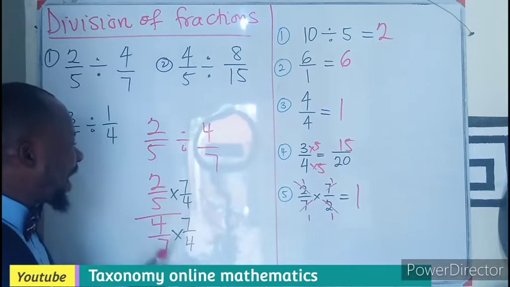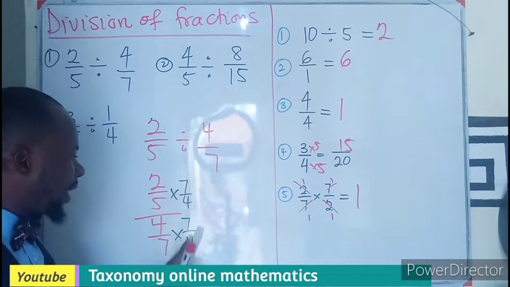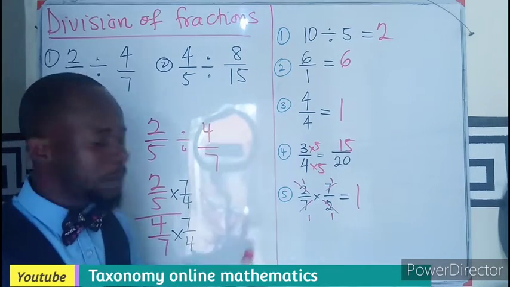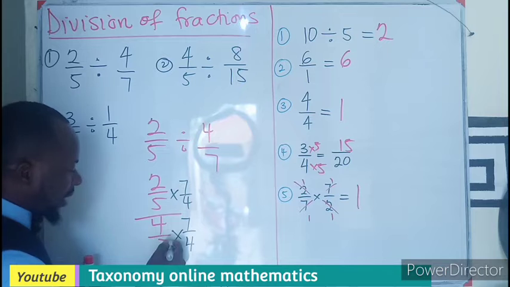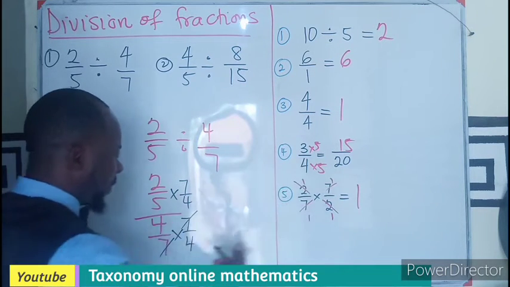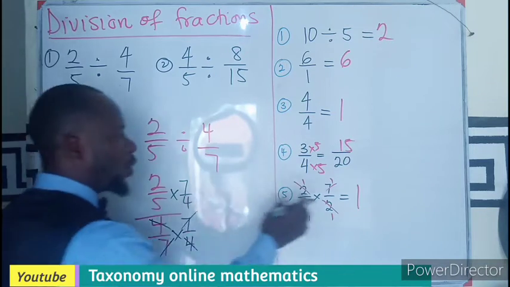So I have not done anything different to the question, because this and this will still give me 1, meaning the fraction remains the same. So you can see that this will cancel this as per the division. This will also cancel this. So now our denominator is now going to be what?